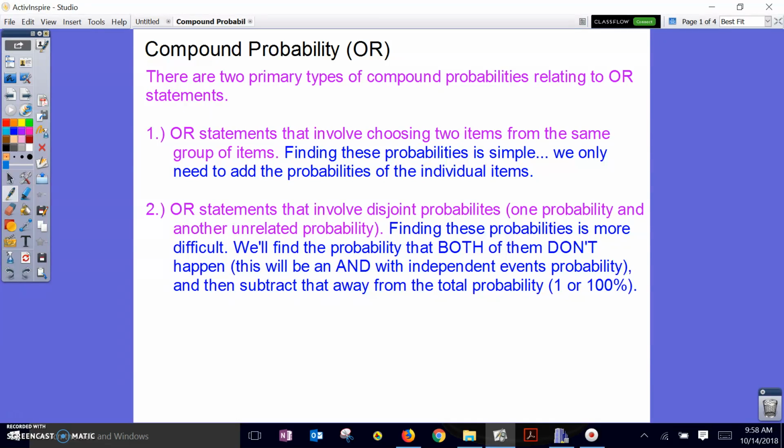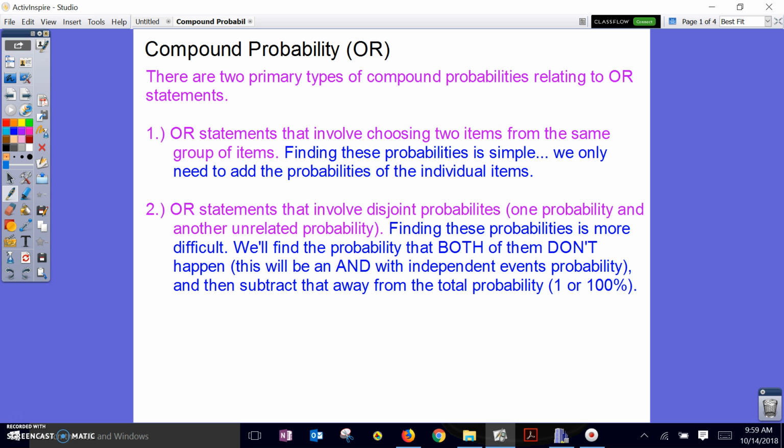Alright, welcome back everybody. In this video we're going to talk about compound probabilities involving or statements. This happens or this happens. There's two primary types of problems like this. We already saw some of the first kind in our simple probability lesson.